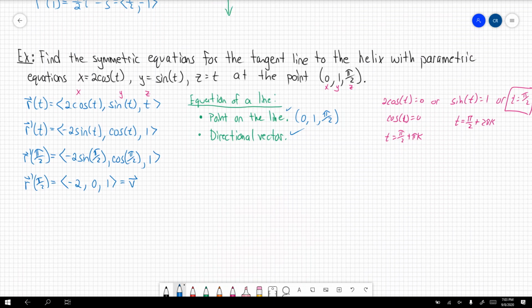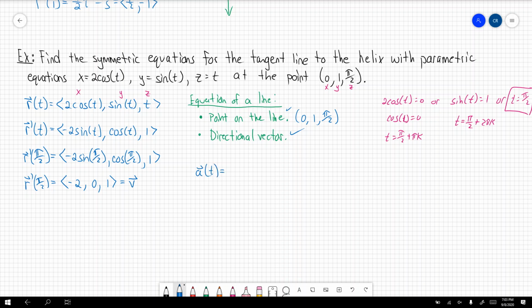Okay, so now that we got that directional vector, I'm going to give the vector equation really quick. Let's go with the vector equation of the line. I already have r of t, so we can choose a different letter instead of r. So let's go with a.